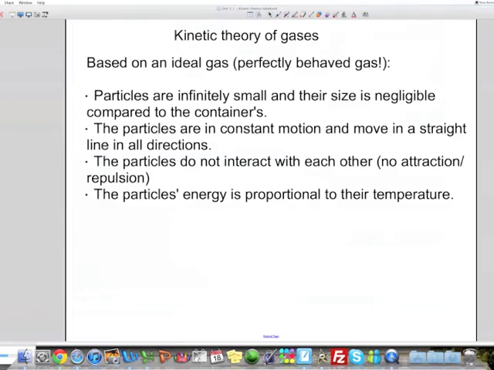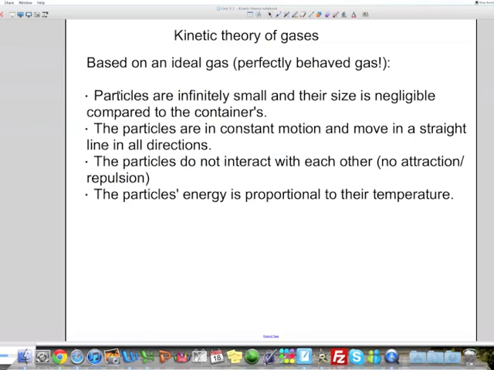Finally, we have the last slide here. The kinetic theory of gases: one more thing I have to add is that to be able to compare gases together, we need some kind of reference to work with. So we're going to pretend there is an ideal gas. Now let's analyze how that ideal gas would behave, and we'll keep comparing to that ideal gas.